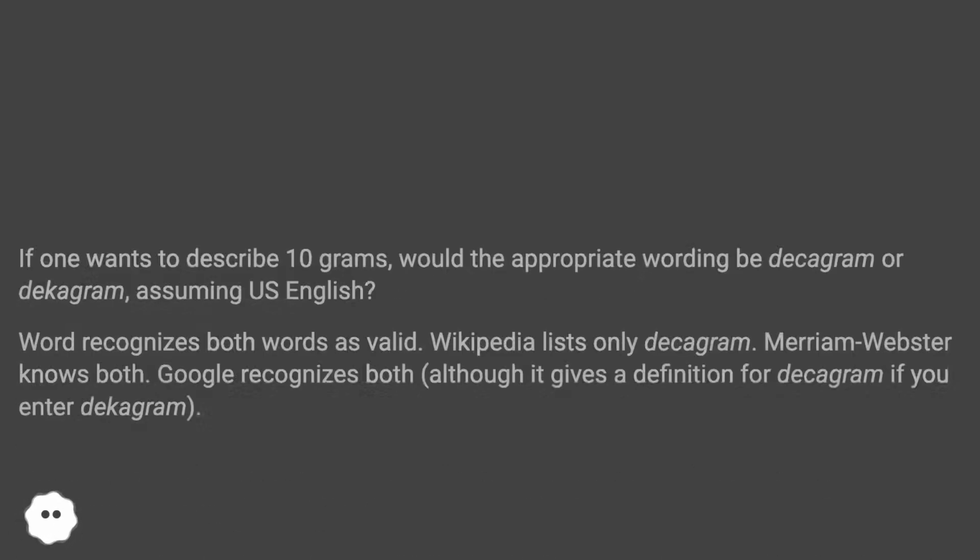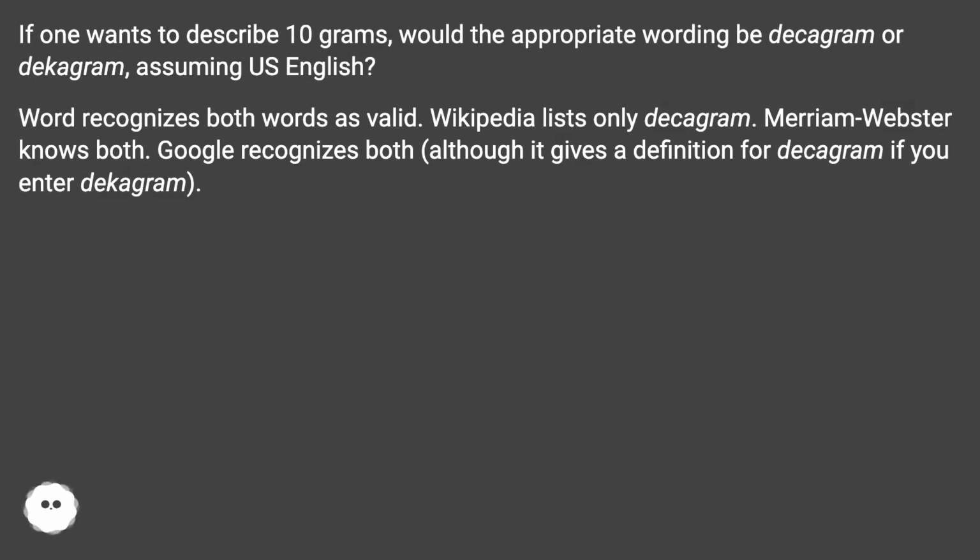Decagram or dekagram. If one wants to describe 10 grams, would the appropriate wording be decagram or dekagram, assuming US English? Word recognizes both words as valid. Wikipedia lists only decagram. Merriam-Webster knows both. Google recognizes both, although it gives a definition for decagram if you enter dekagram.